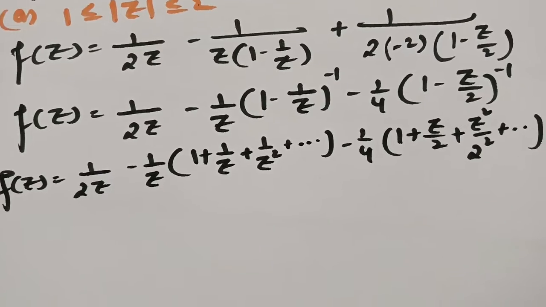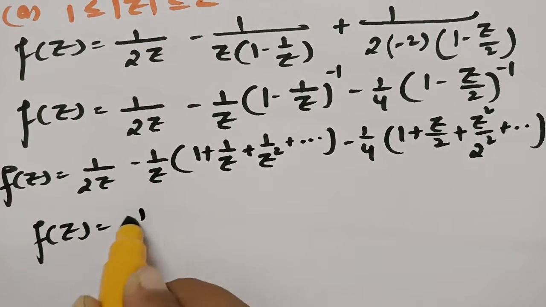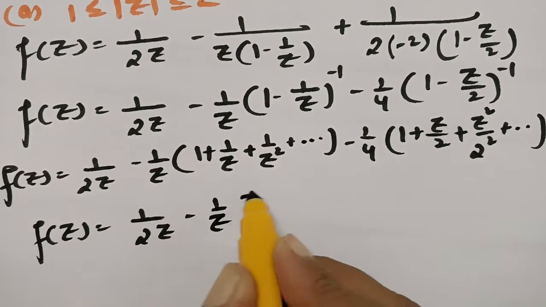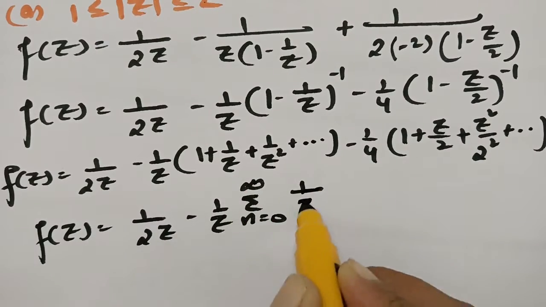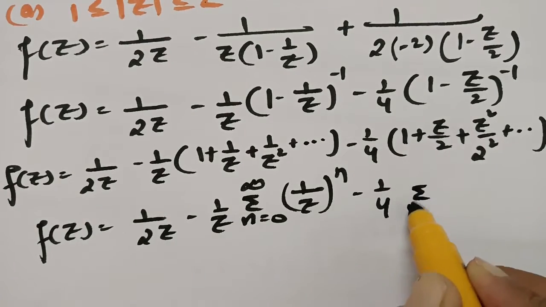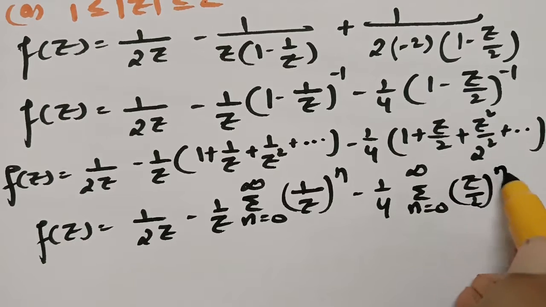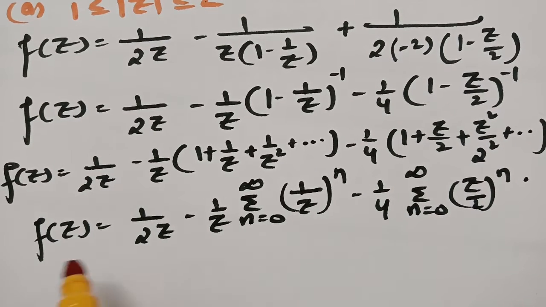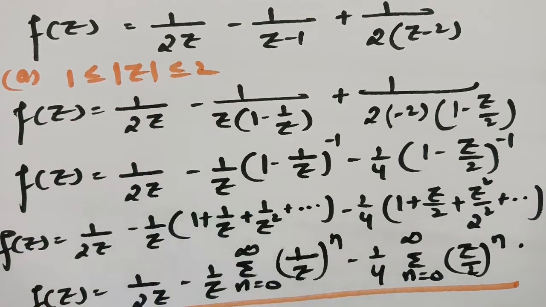So f of z can be written as 1 by 2z minus 1 by z times sigma n equals 0 to infinity 1 by z to the n, minus 1 by 4 times sigma n equals 0 to infinity z by 2 to the n. So this is the Laurent series expansion for 1 less than or equal to mod z less than or equal to 2.